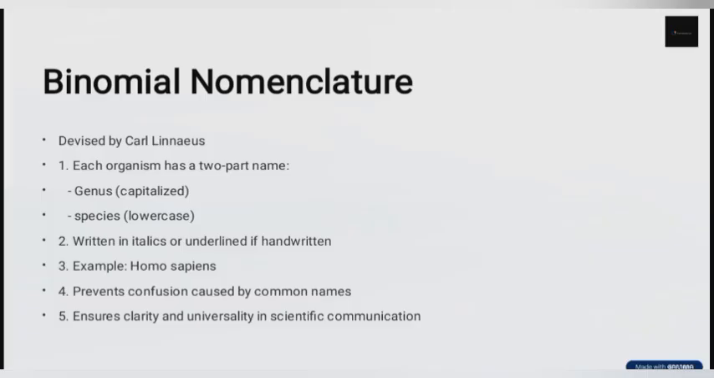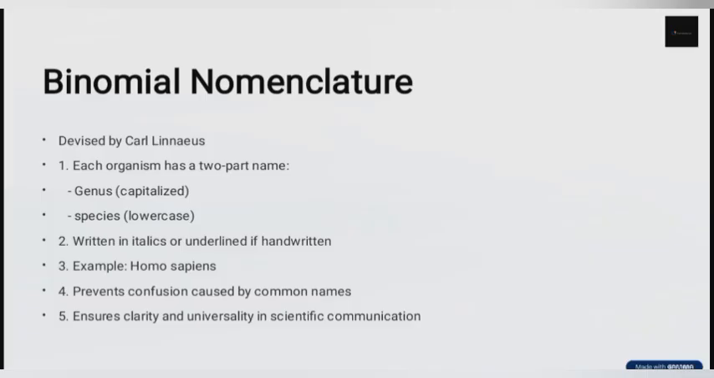Number two, the names must be written in italics. And if you are writing it down in your book, where you wrote Homo sapiens, please underline it. So we know it's binomial nomenclature. If you don't underline it, you are not obeying the rules of binomial nomenclature and you did not give us the name of any organism. Even your biology teacher, I don't know what you are doing.